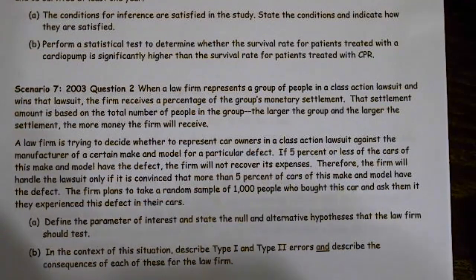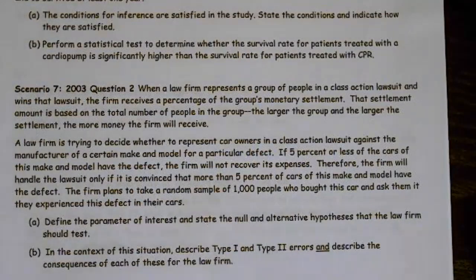A law firm is trying to decide whether to represent car owners in a class action lawsuit against the manufacturer of a certain make and model for a particular defect. If 5% or less of the cars of this make and model have the defect, the firm will not recover its expenses. So in other words, it's got to be more than 5%. Therefore, the firm will handle the lawsuit only if it's convinced that more than 5% of the cars of this make and model will have this defect. The firm plans to take a random sample of 1,000 people who bought this car and ask them if they experienced a defect in the car.